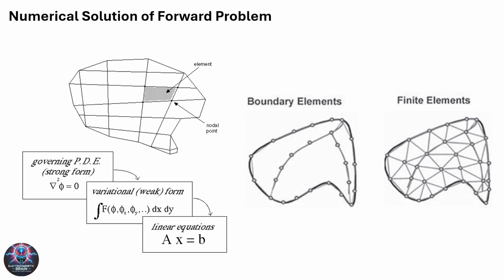In BEM, only the surface of the head model is discretized into boundary elements. The PDEs are converted into boundary integral equations, which simplifies the problem to a surface-based system. These integral equations are used to create a matrix system, which is then solved to obtain the potential on the surface. From this surface potential, internal fields can be computed. Both methods result in vectors of values representing potentials at the nodes or surface elements, which are then used to compute the electric and magnetic fields. The schematic shows the meshing process for both BEM and FEM, highlighting the discretization approach used in each method.